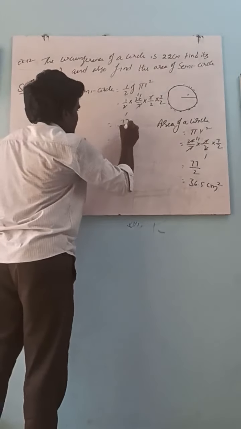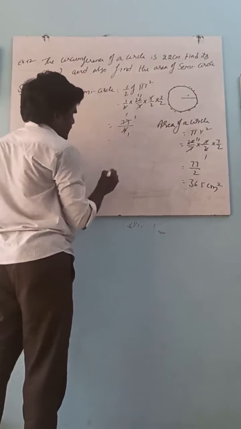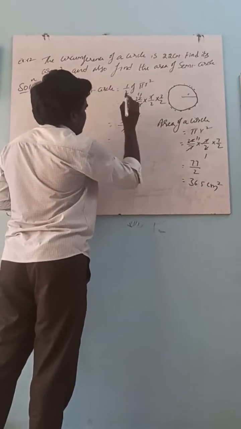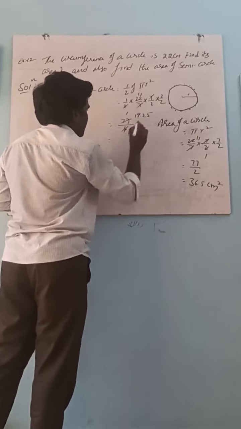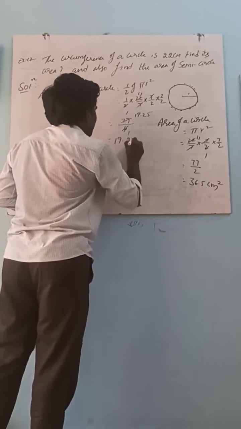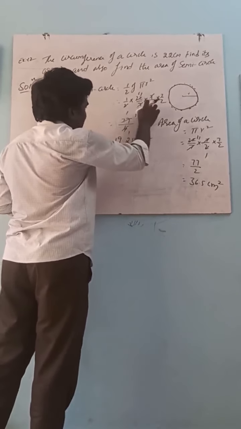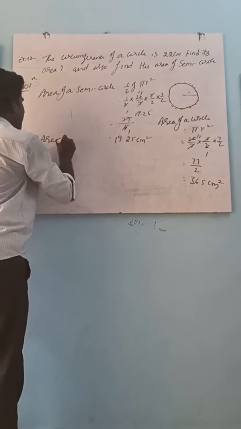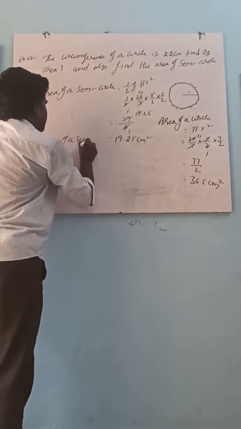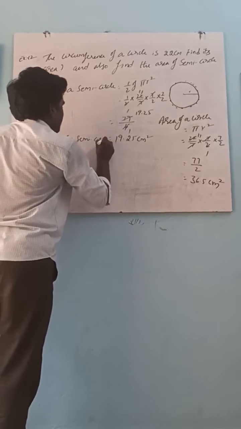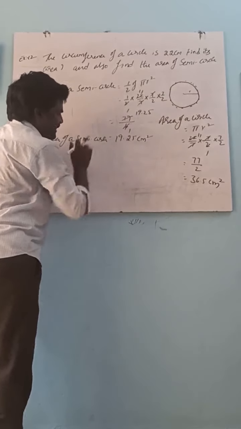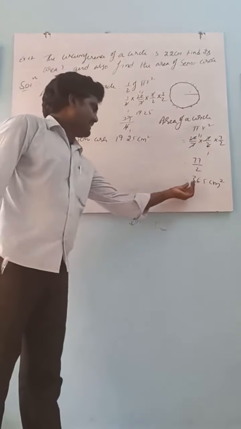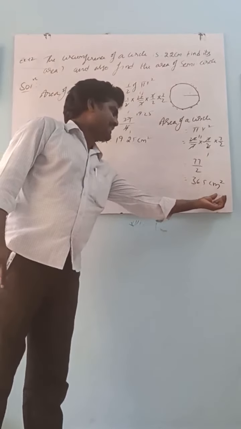Here 4 times 19 is 76, 4 times 1 is 4. That gives 19.25 centimeter square. Centimeter into centimeter, centimeter square. So therefore the area of a semicircle is equal to 19.25 centimeter square. The area of a circle is 36.5 centimeter square.